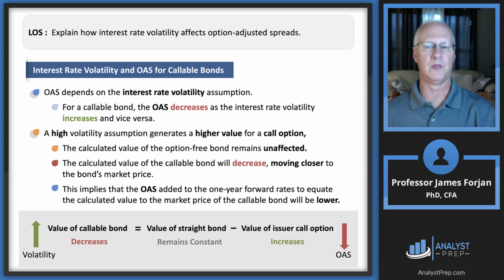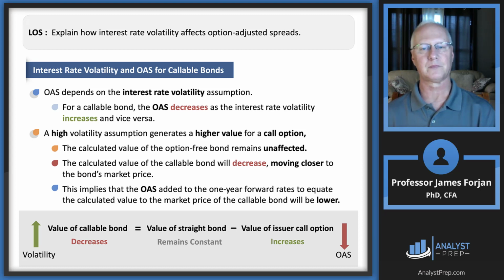All right, let's continue this conversation about volatility, but let's apply it to the option-adjusted spread. Look at that second teardrop point, the indented one. For a callable bond, the option-adjusted spread decreases as interest rate volatility increases. Let me take a deep breath and repeat that. When interest rate volatility increases, so if standard deviation goes from 10 to 20%, then that option-adjusted spread is going to decrease. And that's, of course, based on all the relationships that we've described over the previous couple of slides. A high volatility assumption generates a higher value for a call option.